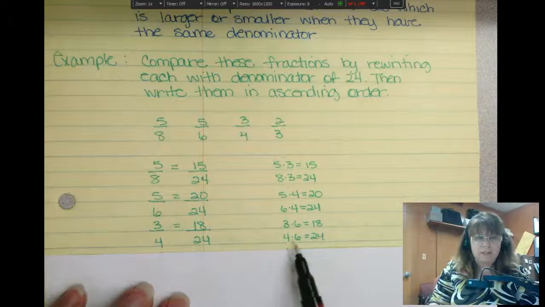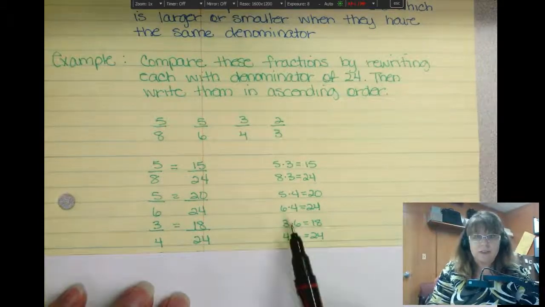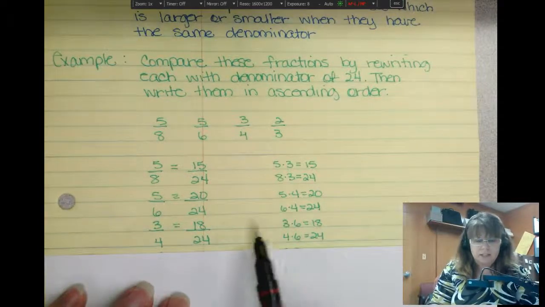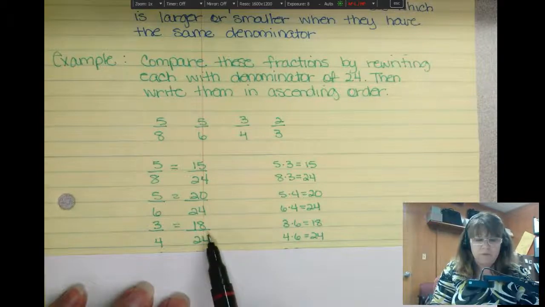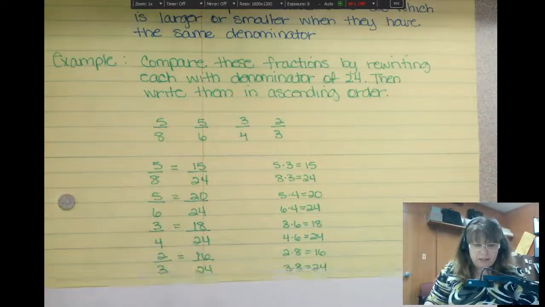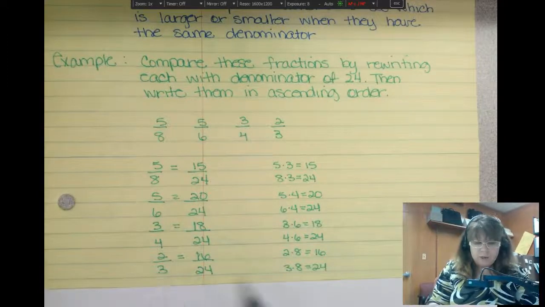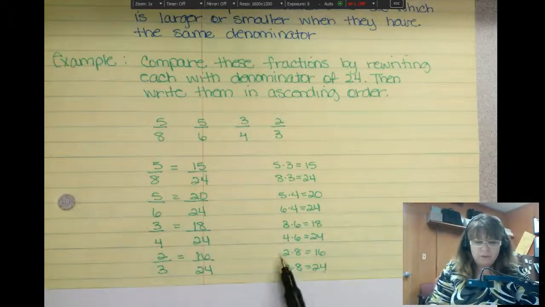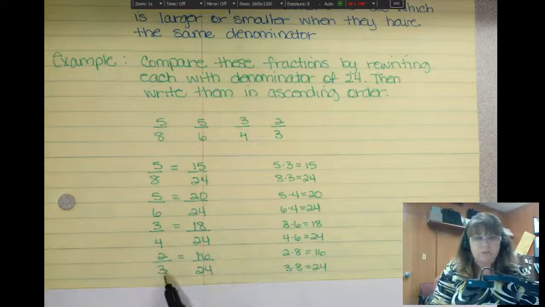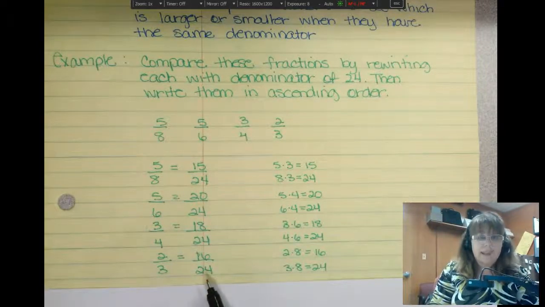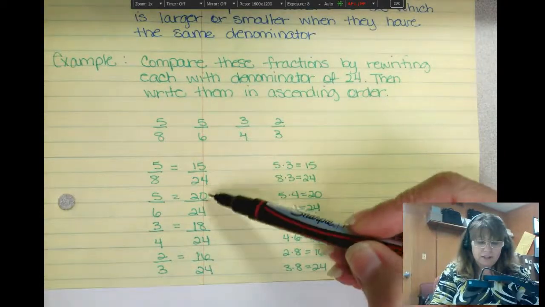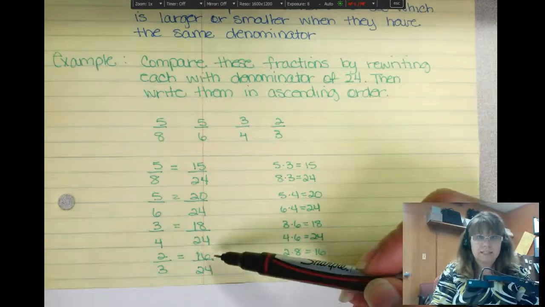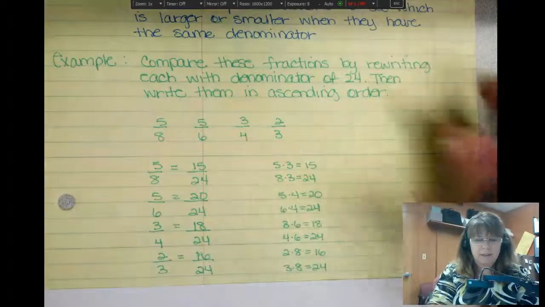3/4: 4 times 6 is 24. 3 times 6 is 18, so the equivalent fraction of 3/4 is 18/24. And lastly, 3 times 8 is 24, 2 times 8 is 16, therefore the equivalent fraction of 2/3 is 16/24. Now I can look at the 15, the 20, the 18, and the 16 to rank them from small to large.